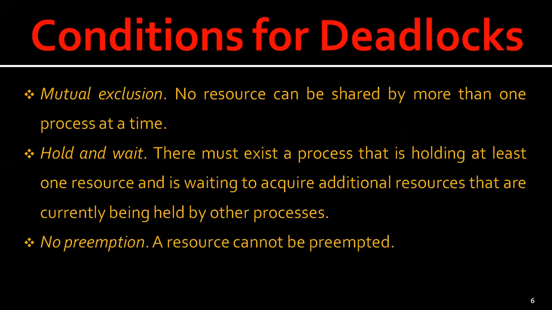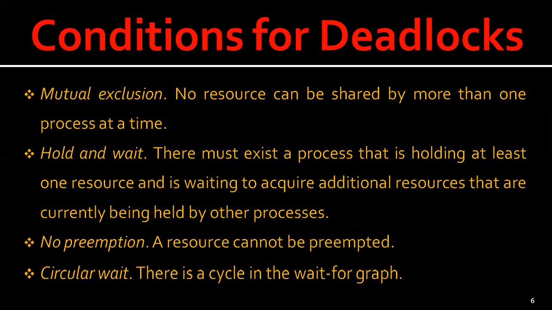Third one is no preemption, which means that a resource cannot be preempted. The meaning of preempted is that a resource can be released only voluntarily by the process holding it, that too after the process completes the task. So we cannot pull the resource with force from any process. And the fourth one is circular wait.